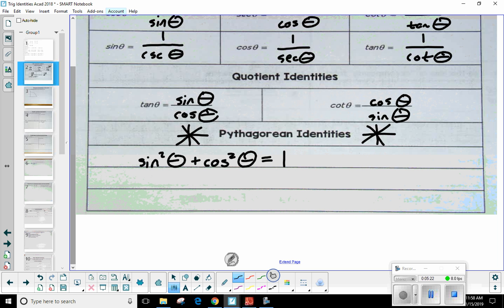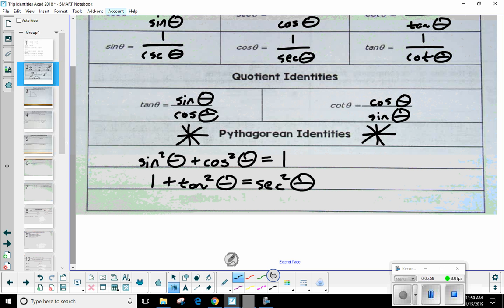Okay, so sine squared of theta plus cosine squared of theta is equal to 1. I'm going to go back and prove some of these to you in just a second, or how you can use this one to get the other ones, but that'll be coming up. The other one is 1 plus tangent squared of theta is equal to secant squared of theta. This is a second Pythagorean identity.